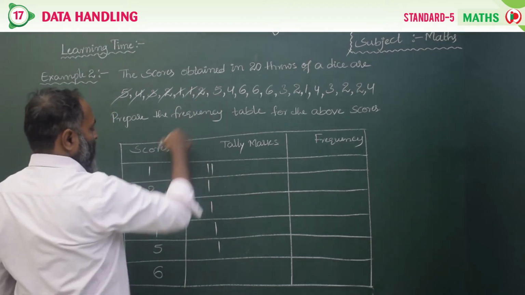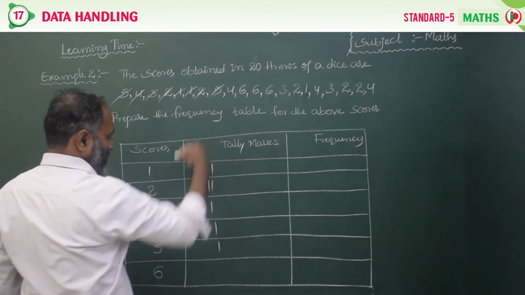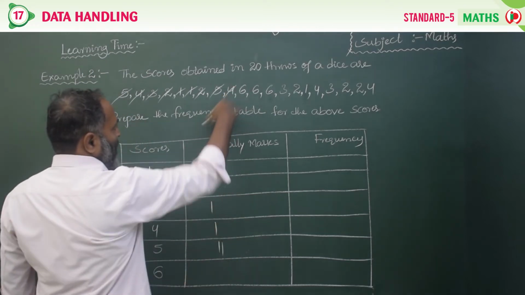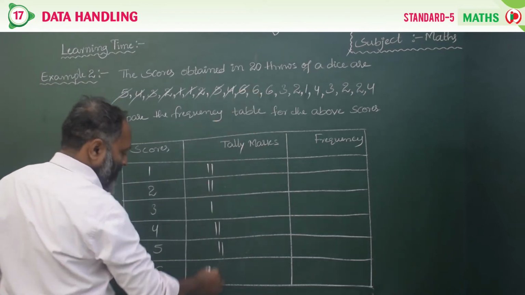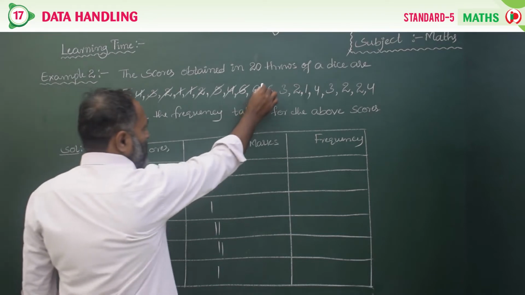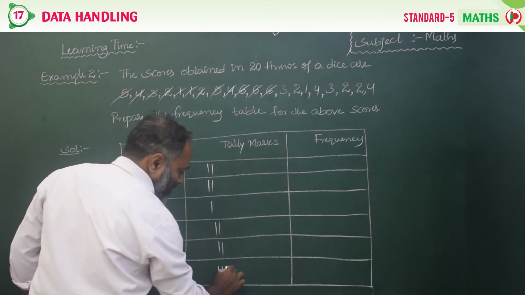And 2. Where is 2? Here is 2, one vertical line. And after that 5. Where is 5? Here is a 5, there a vertical line. And here 4. Where is 4? Here one vertical line. Here 6. 6 is here, so there you take one vertical line. Again 6, one vertical line. Again 6, one more vertical line.